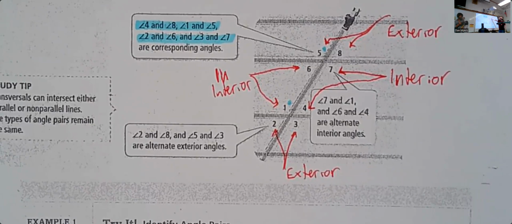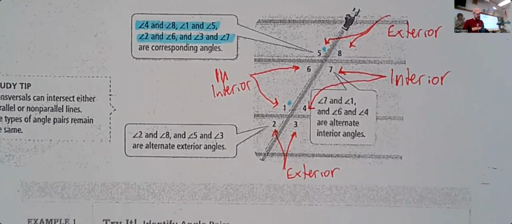transversal, one is exterior, one is interior, and 5 and 6 are not exterior and interior, they're adjacent. They cannot be next to each other. So basically, it's every other angle on the same side of the transversal. 5, skip 6, go to 1. 5 and 1. 6, skip 1, go to 2. 6 and 2. On the opposite side, 8, skip 7, go to 4. 8 and 4. 7, skip 4, go to 3. 7 and 3. So those would be corresponding angles. Every other angle on the same side of the transversal is corresponding.